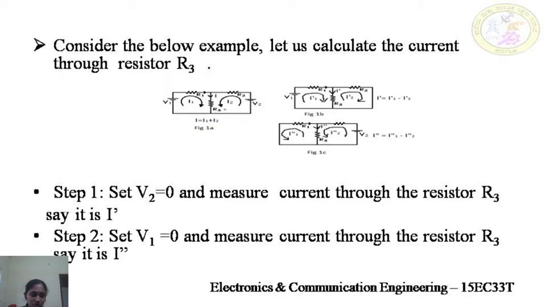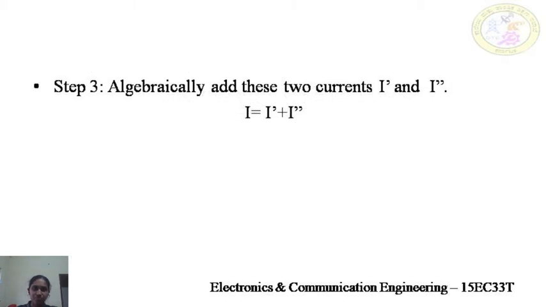Now add these two currents I dash and I double dash to get the current which is equal to the current that was actually flowing through resistor R3 when both the voltage sources V1 and V2 were acting on the circuit simultaneously. The total current through R3 can be calculated by adding the two currents I dash and I double dash, that is I is equal to I dash plus I double dash.